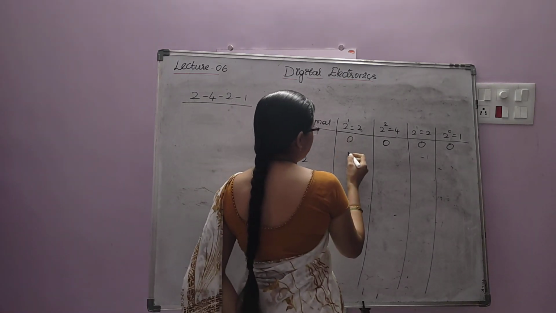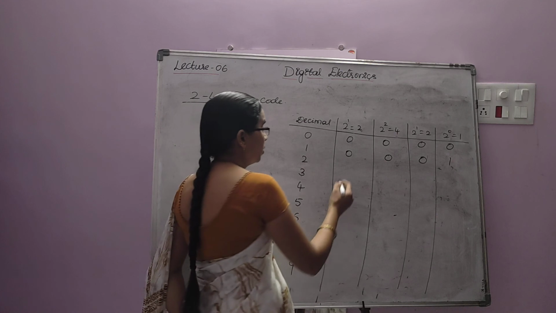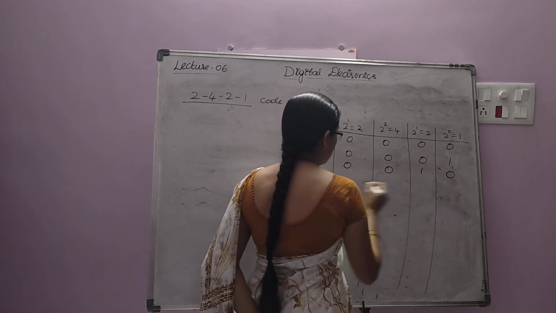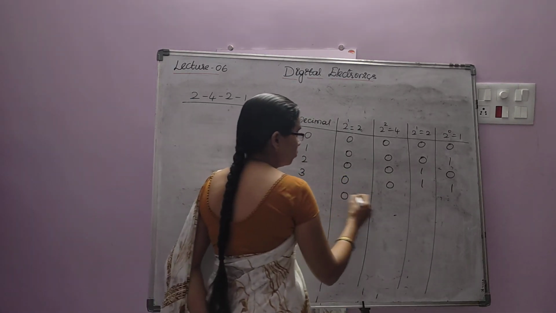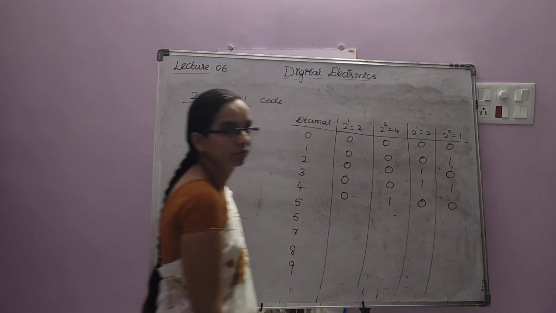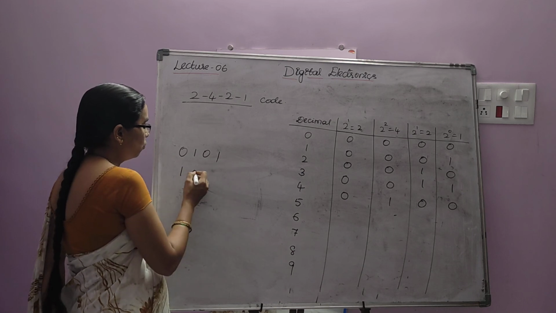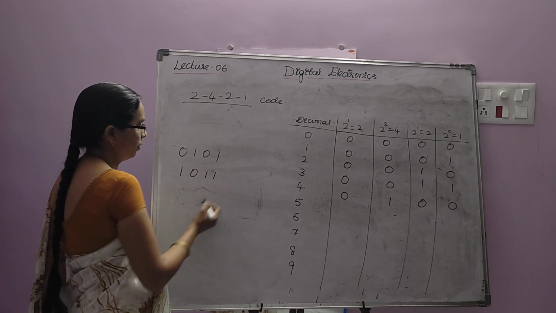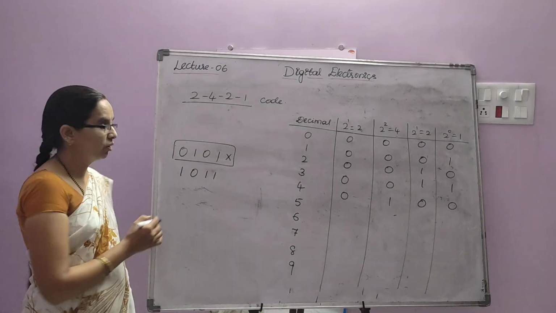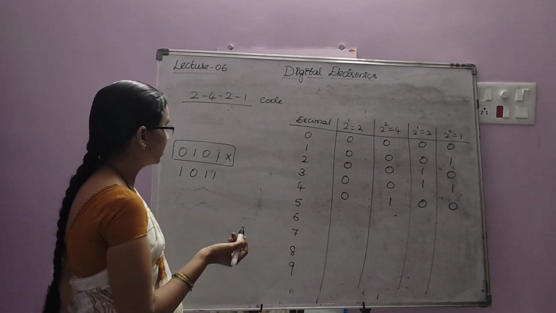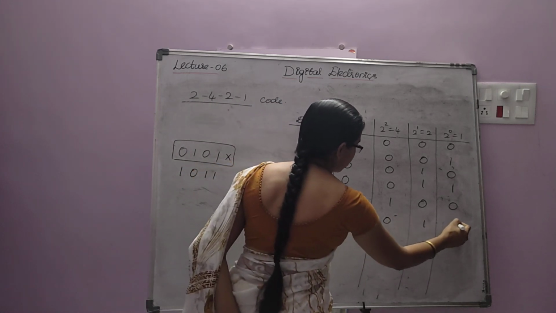And 1 can be written as 0001, same as in binary. 2 is 0010 and 3 is 0011. And 4 is 0100. 5 can be written as 0101 or 1011. So 0101 is not valid in 2421 code. In 2421 code, how will we write decimal 5? That is 1011.